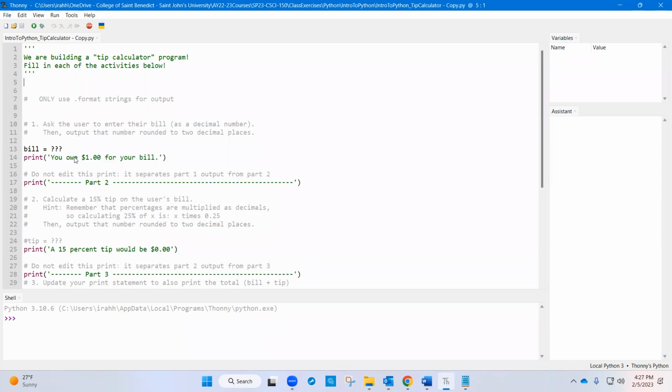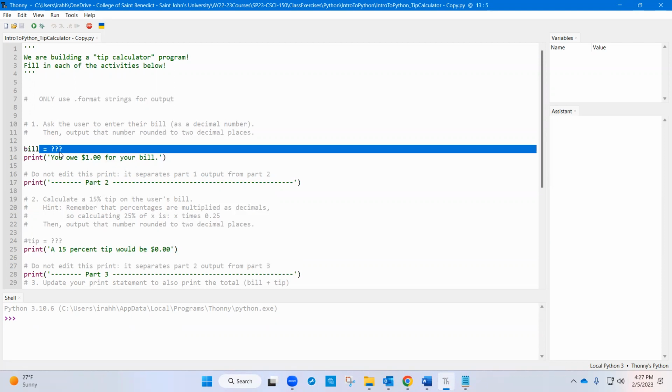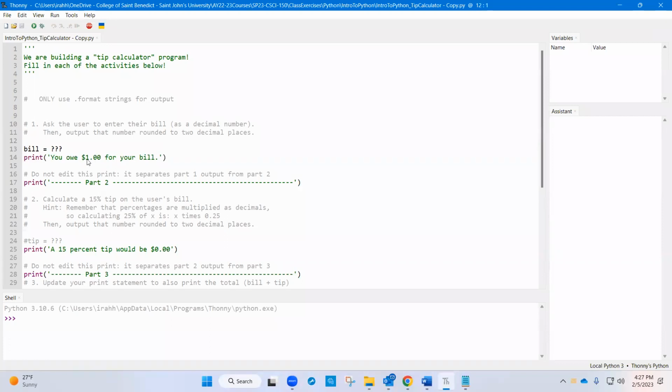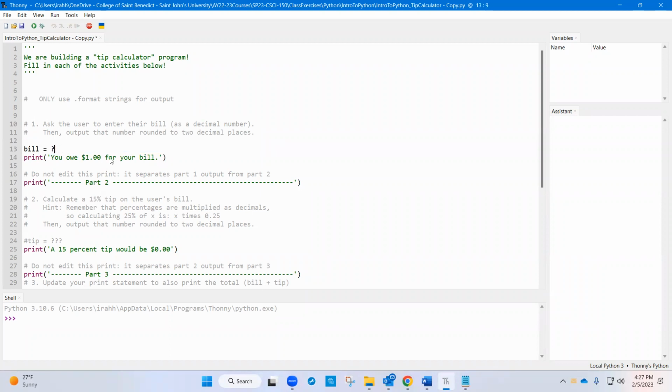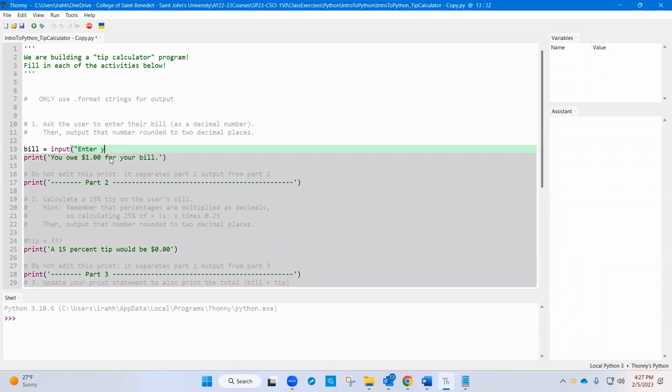So here we're given that we have a certain bill that the user is going to input, and we want to display that bill back to the user with a $ sign and 2 decimal places. So of course, if the user is going to enter the bill, then we're going to have to use an input function over here. Enter your bill amount. For example, you can have a different prompt.